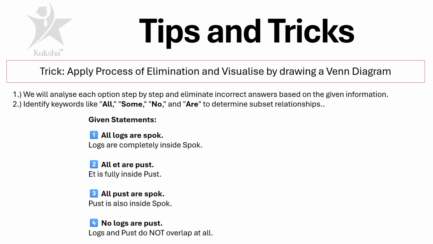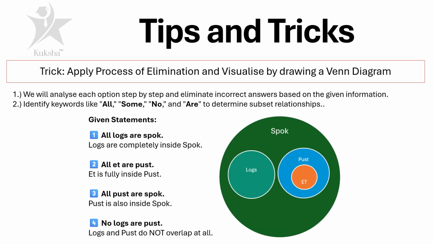So, the given statements are, all logs are spok. So logs are completely inside spok. All et are pust. So et is fully inside pust. All pust are spok. Pust is also inside spok. No logs are pust. Logs and pust do not overlap at all. So if we had to visualize this in the form of a Venn diagram, that's how we would visualize this information.